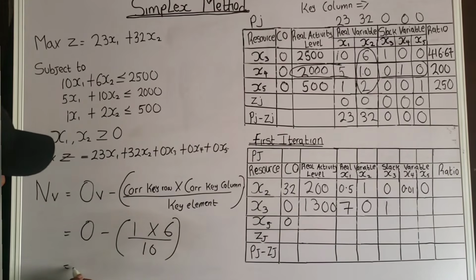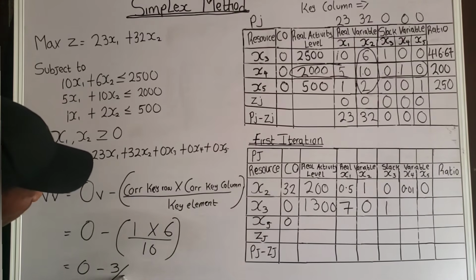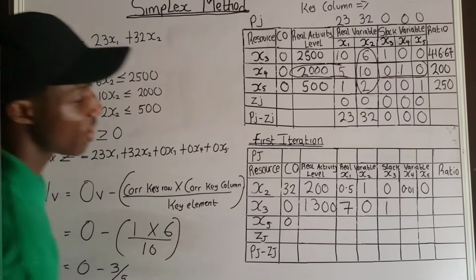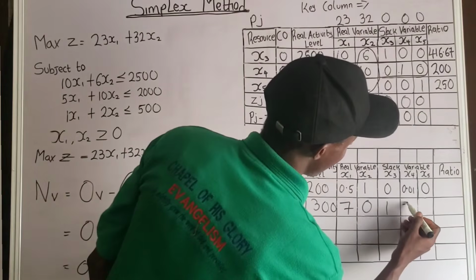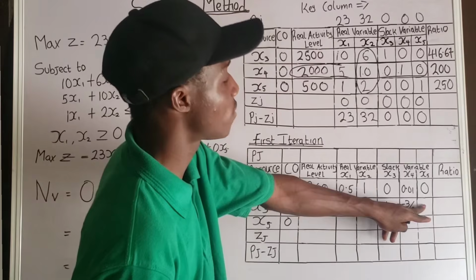If you punch your calculator, you are going to have 0 minus 3 over 5. That is minus 3 over 5. The new value of these cells is what? Minus 3 over 5.